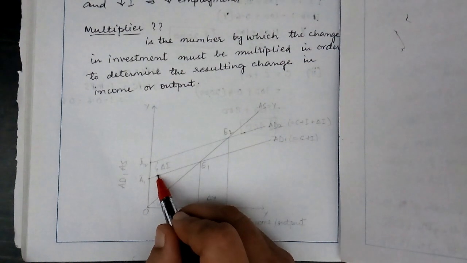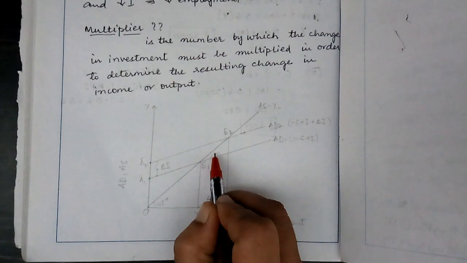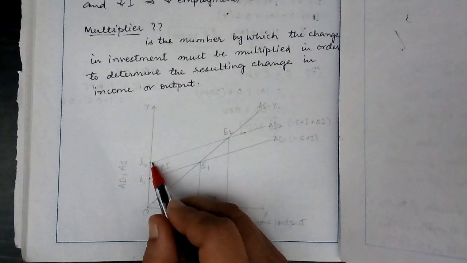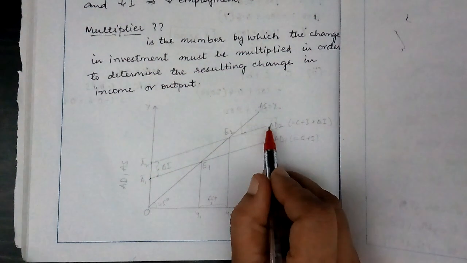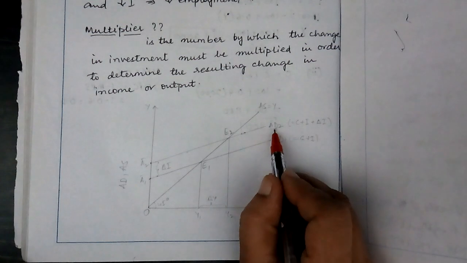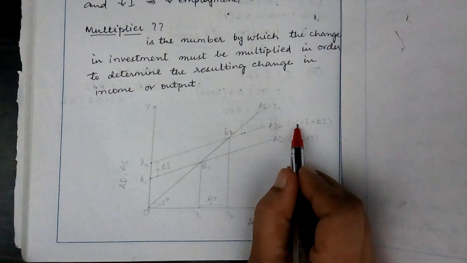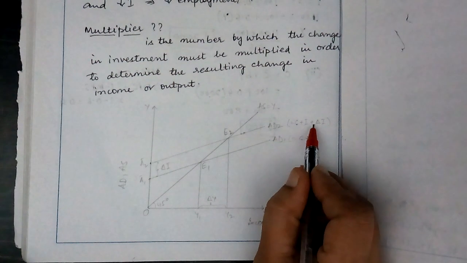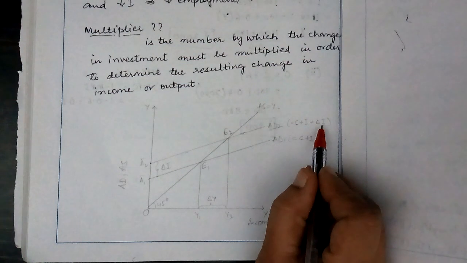So since the increase in investment is the same throughout at every level of income, it will move upward and parallel to the previous aggregate demand curve. And so now this AD2 will be the sum of C plus I plus the change in investment, delta I.